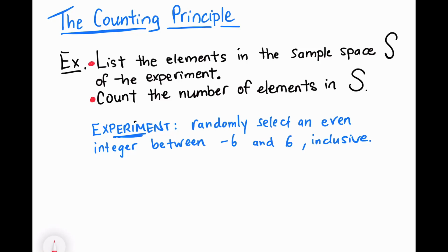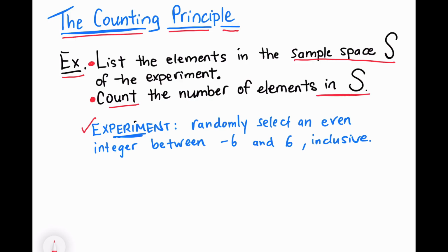In this video, we are going to learn the counting principle. That's our ultimate goal. So let's start off with an example. List the elements in the sample space S of the experiment. Here's our experiment down here. And then we're going to count the number of elements in the sample space S.